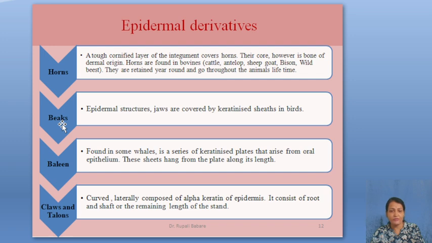Second is the beak. You know very well about the beak, which is found in birds and is made up of a keratinized sheath, or keratinized cells, found in the corneum layer of the epidermis. Then the third one is baleen. Baleen, found in some whales, is a series of keratinized plates that arise from the oral epithelium. These sheets hang from the plate along its length. The fourth one is claws and talons, which are curved, laterally compressed, and composed of alpha keratin of the epidermis. They consist of a root and a shaft, or the remaining length. This is the epidermal derivatives of skin.